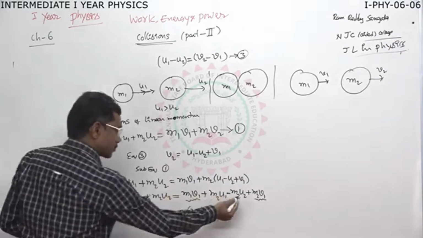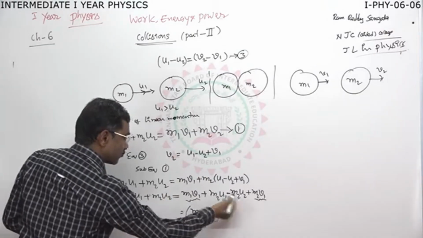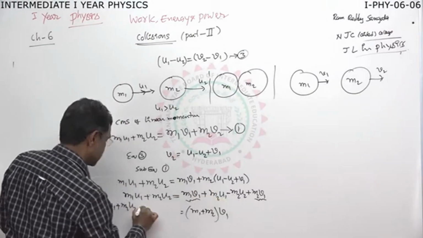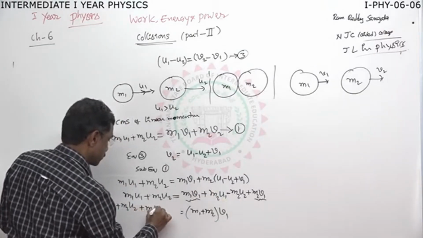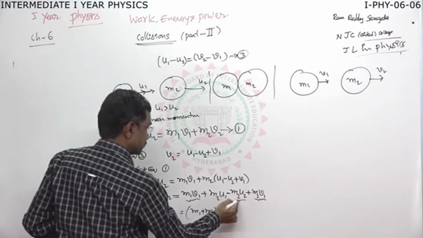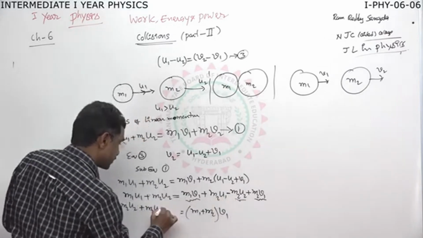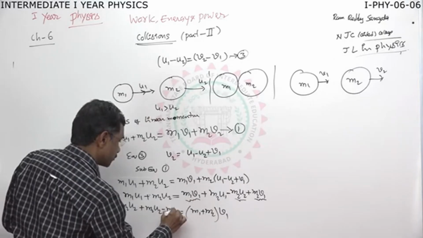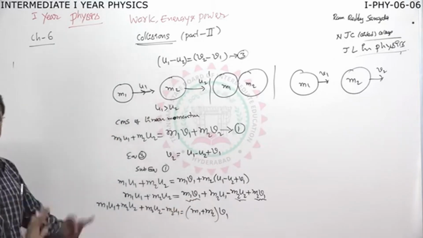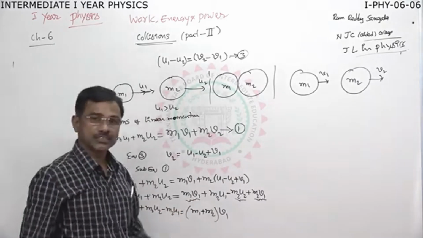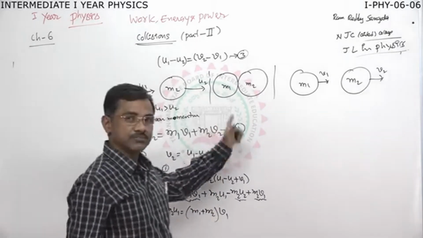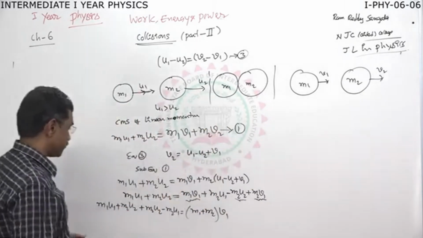Now these two terms, I'll bring it this side. First minus will become plus M2 U2, this term. Next, this one minus M2 U1. Just rearrange the terms, nothing else. Just substitute this V2 value in equation 1 and simplify further.